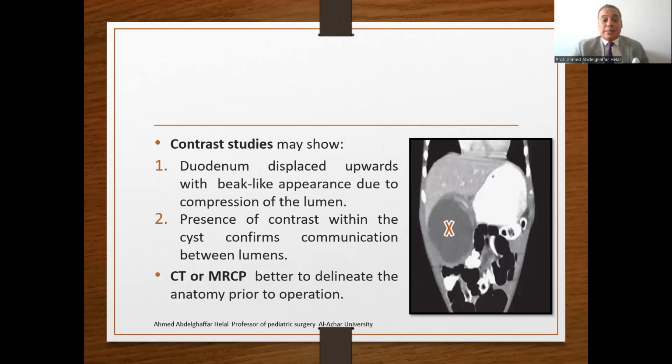The contrast studies may show the duodenum displaced up with a peak-like appearance due to compression of the lumen. Presence of the contrast within the cyst confirms communication between the lumens. CT or MRCP is better to define the anatomy. As we see, this is the duplication, a huge duplication. And this is the dye accumulated proximally in the stomach due to obstruction by this large duplication.